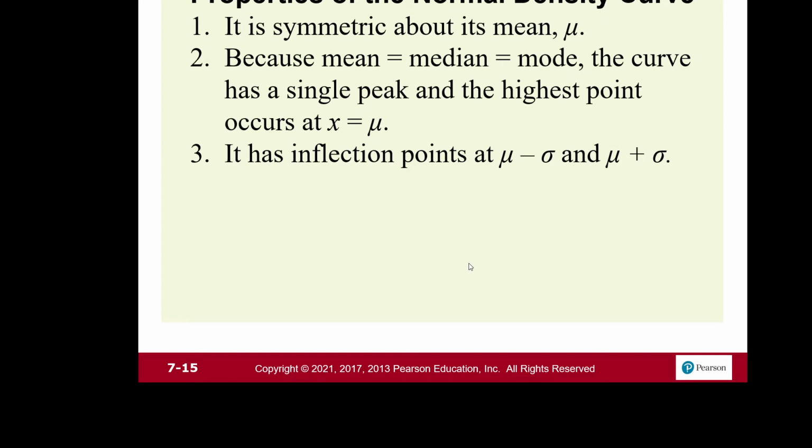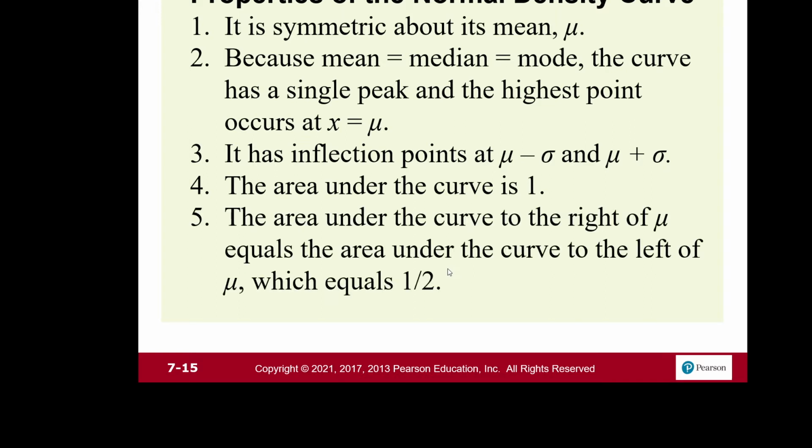Also, therefore, since it's symmetrical, the mean, which is equal to the median, which is equal to the mode, has a single peak and it's the highest point. It has inflection points. The area under the curve is exactly 1. The area under the curve to the right equals the area of the curve to the left, which is a half.